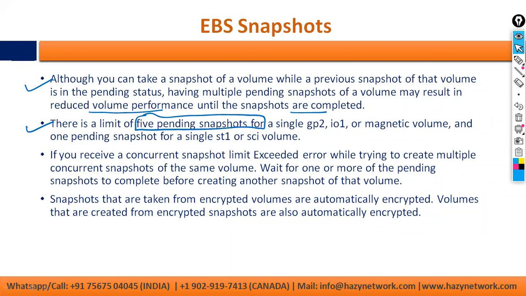There is a limit of 5 pending snapshots for a single GP2, IO1 or magnetic volume, and 1 pending snapshot for a single ST1 or SC1 volume. These are the types of volume.